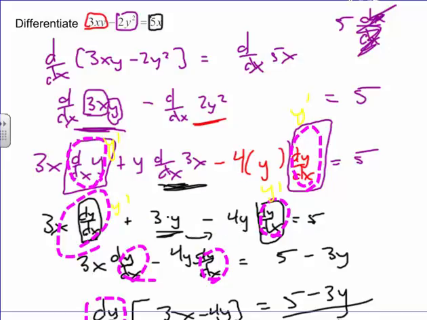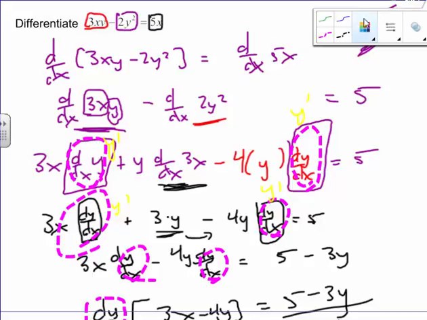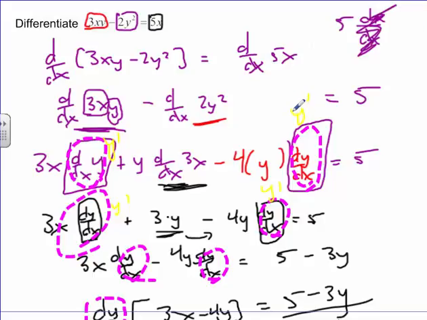I don't know about you guys. Let's do that in a new color. Let's do that in green. You could write dy over dx as y prime.